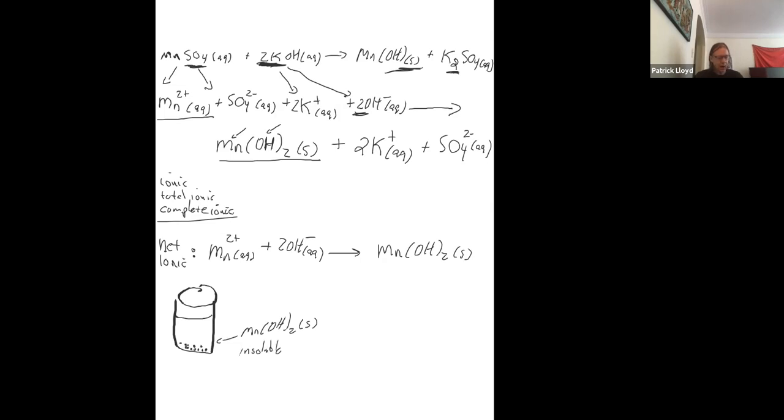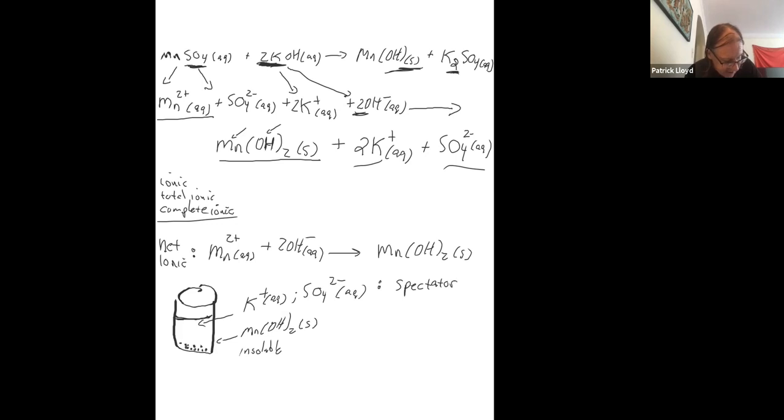And then the water would actually be electrically conductive because the potassium and the sulfate would be dissolved in there. You'd have K plus and you'd have SO4 2 minus. So those ions will remain dissolved in the water, and those are called spectator ions.